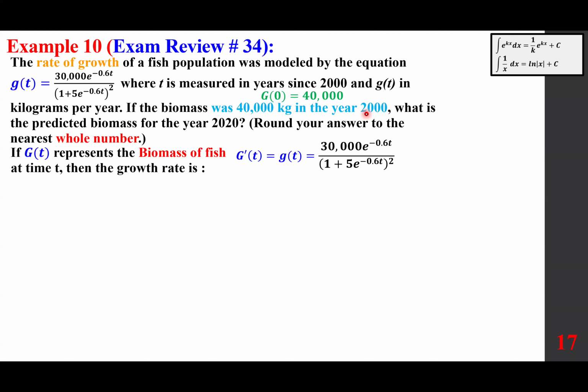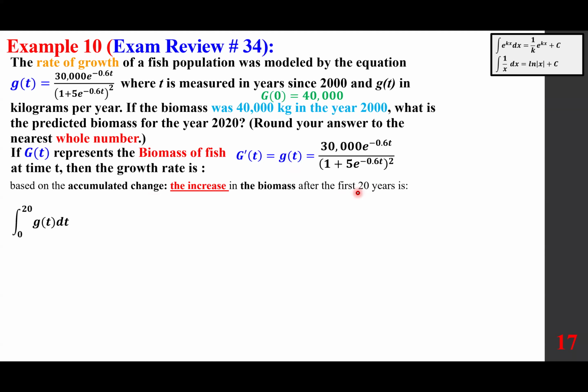So based on the accumulated change, also the net change theorem, the amount of increase follows the integral of this over the course of 20 years, the first 20 years from 0 to 20. The integral from 0 to 20 of g of t dt, replace the g of t. And to work on this, we need substitution. So the very first thing is, when you have a fraction, can I simplify it? Since we can, the denominator without the exponent 2 is the choice of u.